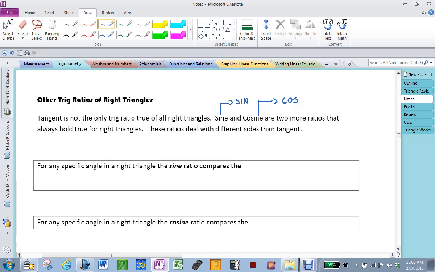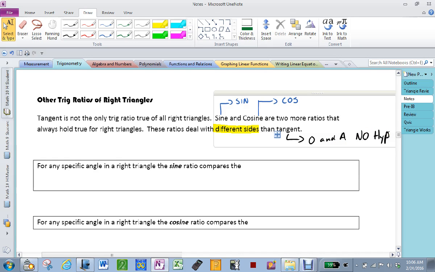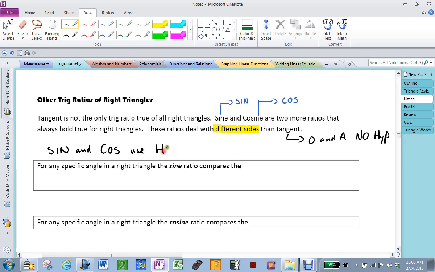All right. Is everybody cool? Sine and cosine. All right. These ratios deal with different sides. Now, you guys are smart kids. Tangent uses what sides? O and A. No hypotenuse. So what do you think sine and cosine use? Hypotenuse. Sine and cos use the hypotenuse.